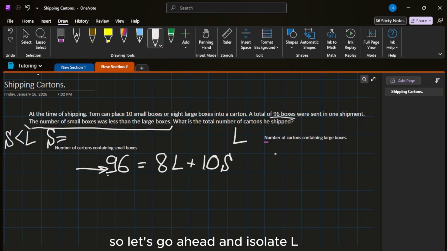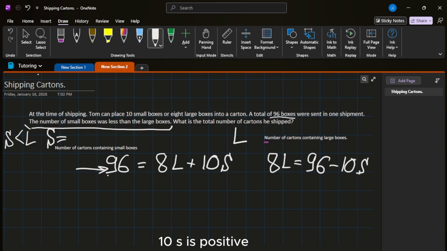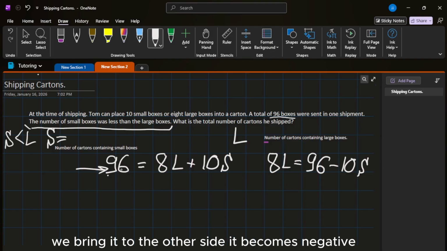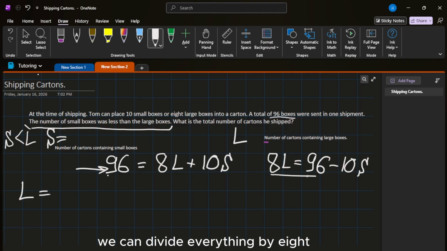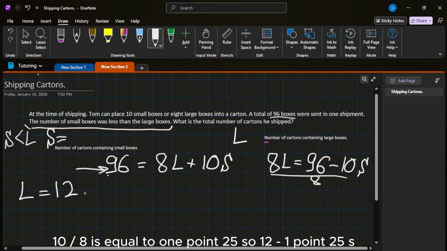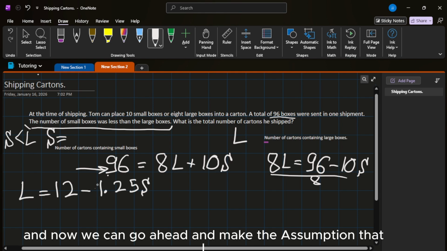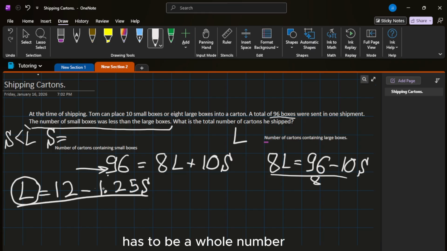So let's go ahead and isolate L. We have 8L is equal to 96 minus 10S. 10S is positive, we bring it to the other side, it becomes negative. Now to find just L on its own, we can divide everything by 8. 96 divided by 8 is equal to 12. 10 divided by 8 is equal to 1.25, so L equals 12 minus 1.25S. And now we can go ahead and make the assumption that L has to be a whole number.